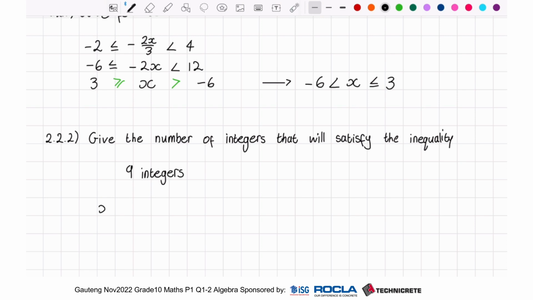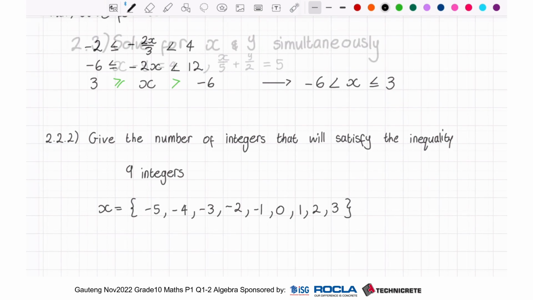So again, that's because x is equal to not negative 6, but it can be negative 5, negative 4, negative 3, negative 2, negative 1, 0, 1, 2, and including 3. And if you count all of those, there are 9 numbers.